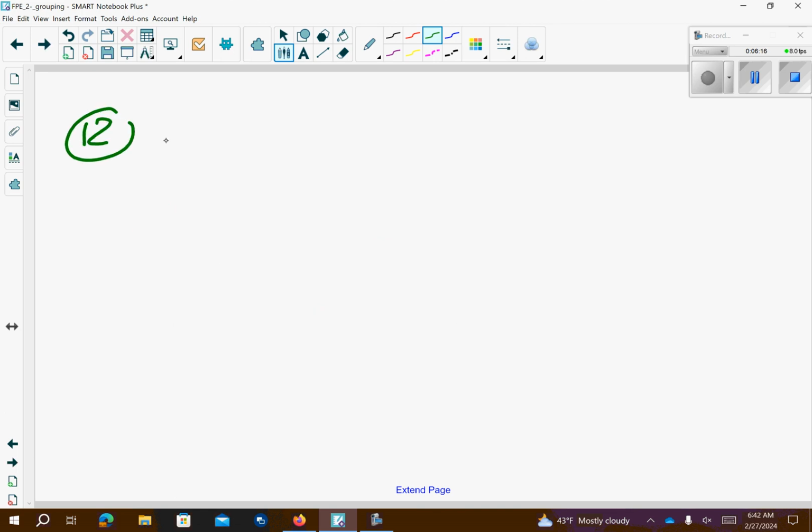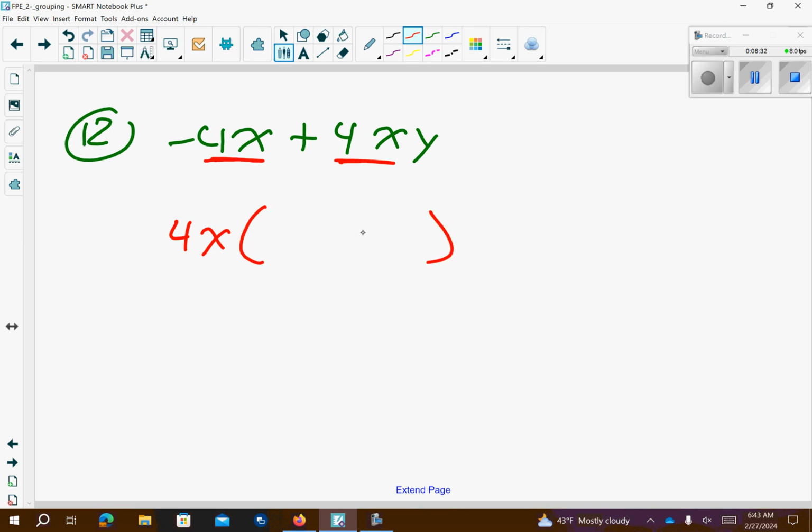Number 12. I get negative 4x plus 4xy. Just looking at this, you can probably see that 4x's are going to factor out. Maybe don't have to break it down all the way. So I'll bring a 4x out front. That was a negative, so there's a negative there. But everything came out, so I need to have a placeholder of negative 1, because think about this. 4x times negative 1 is negative 4x. And then on the next one, if the 4x factors out, I'm left with a y. There's our answer.